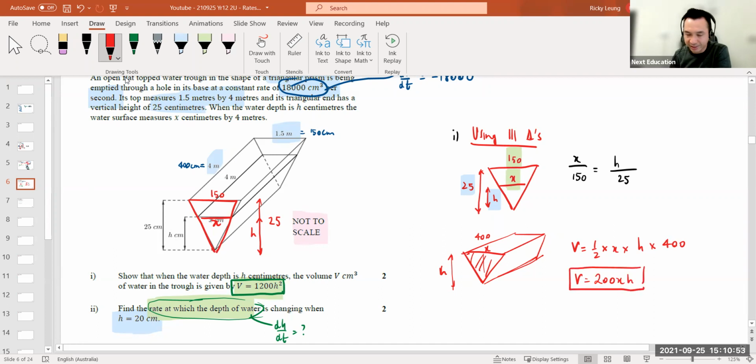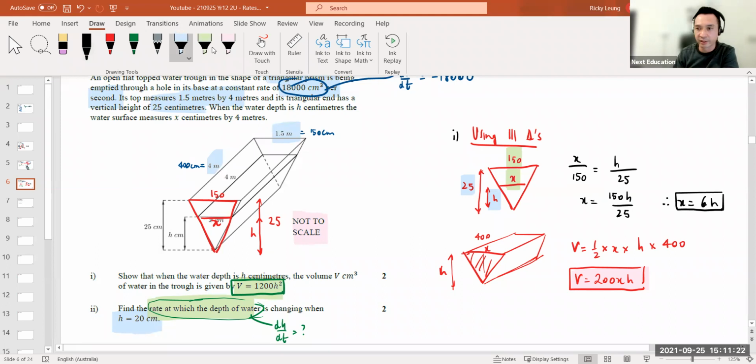Now, can you see, once again, I can't emphasize this enough, that volume expression has x and h on the other side. I don't want x and h. I can't deal with it. I need one letter. So the letter that they want me to get rid of is x, because the volume there is 1200h squared. I'm going to make x the subject up here. So times the 150 up. 150 over 25 is 6. So therefore, x equals 6h.